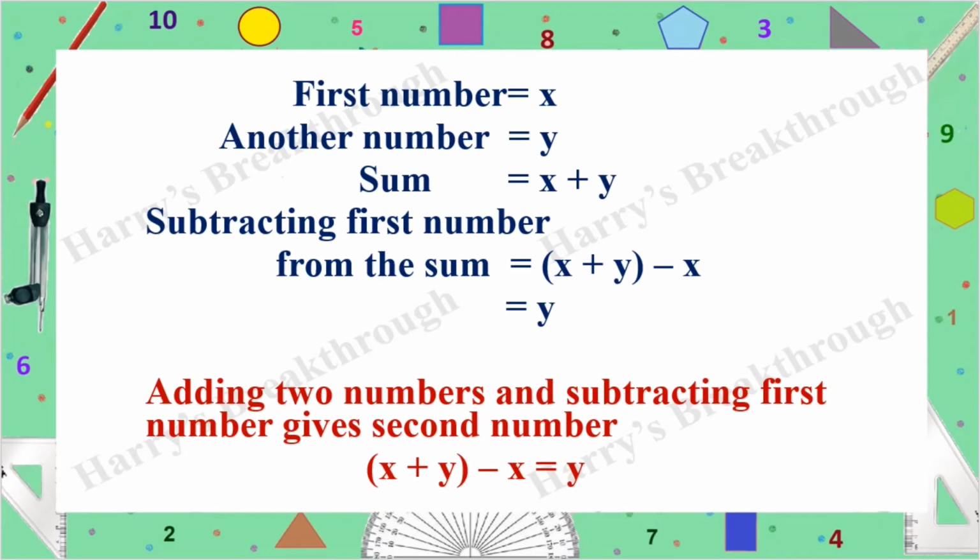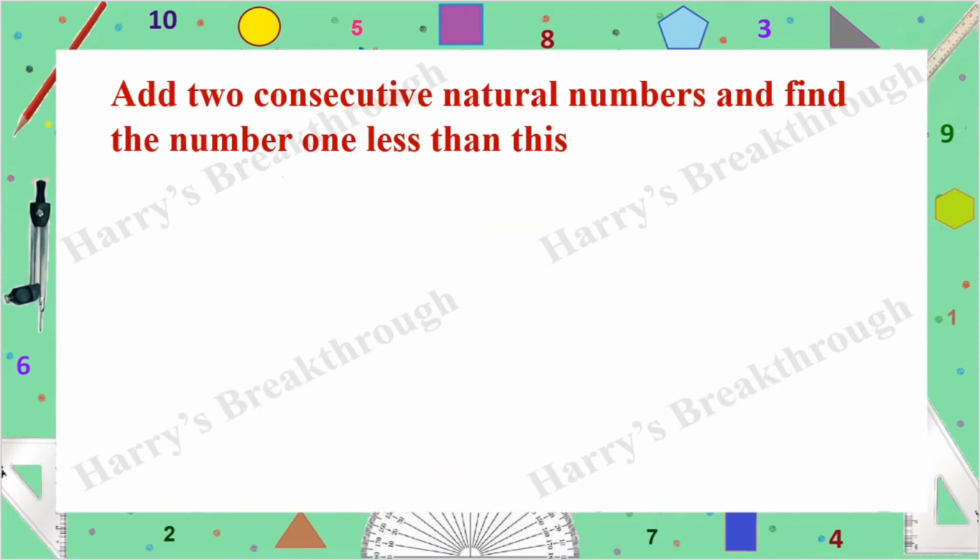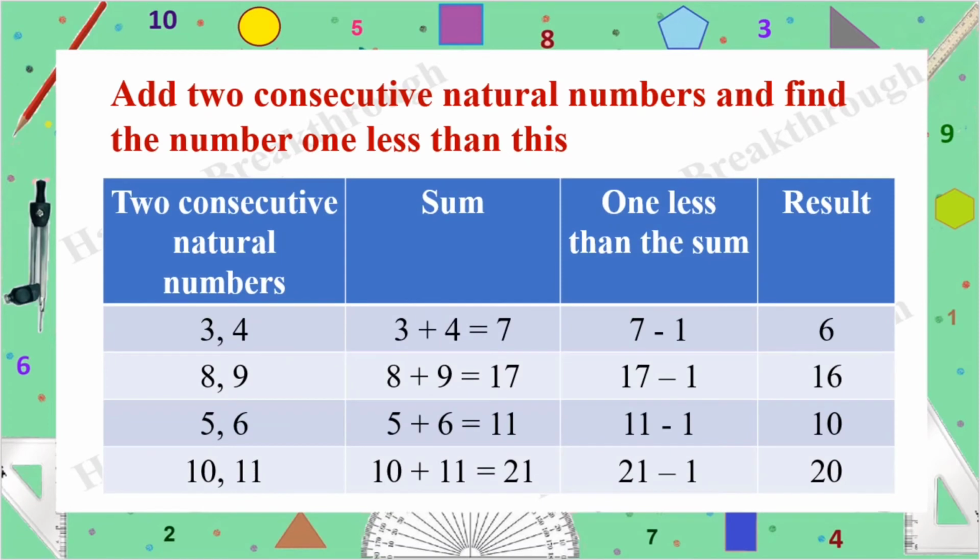Let's do another one. Add two consecutive natural numbers and find the number 1 less than this. So let's draw a table. First column, two consecutive natural numbers. Second column, their sum. And the third column, 1 less than the sum. And the fourth column, result.